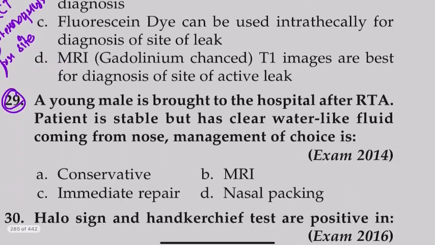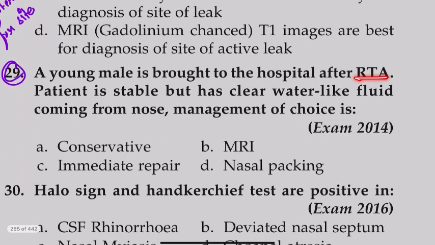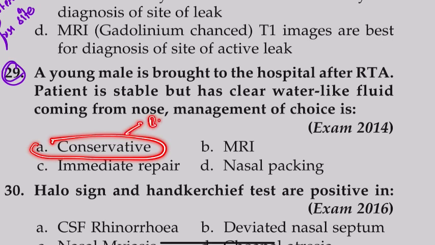A young male is brought to hospital after a road traffic accident. The patient is stable, but clear water-like fluid is coming out from the nose. Management of choice? Obviously, what is going on here? Here CSF rhinorrhea is going on, right? So what is the treatment of choice? Now here the treatment of CSF rhinorrhea is conservative, right?